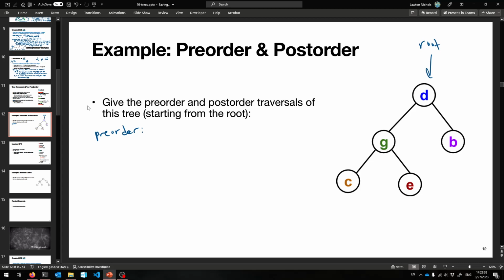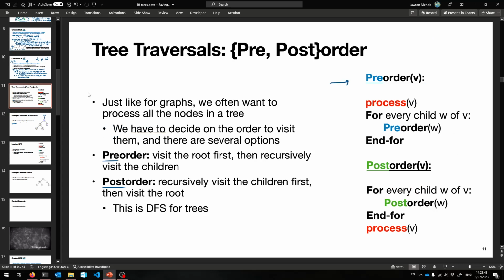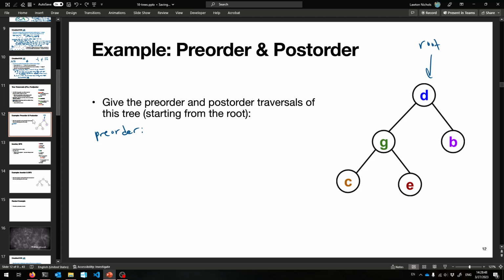I'll kind of draw it for you. So I would like to start from the root. So I'm going to call pre-order on the root node, the D node. Let me show you how that's going to work. So pre-order on D is what I call.